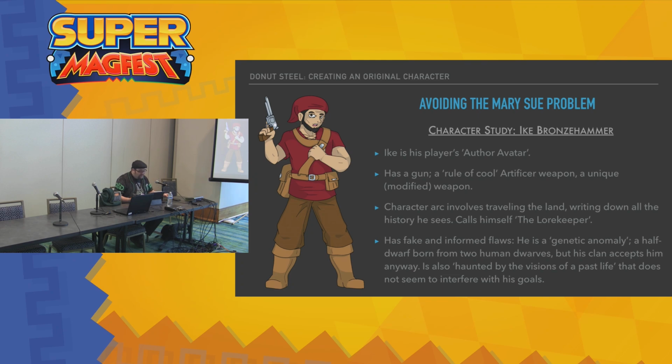He has fake and informed flaws. He's considered a genetic anomaly. He's a half-dwarf, born from two dwarves. But his clan accepts him anyway. Again, point of contention, possible strife, makes nothing of it. He's also haunted by the visions of a past life. Doesn't seem to really interfere with his goals, though.